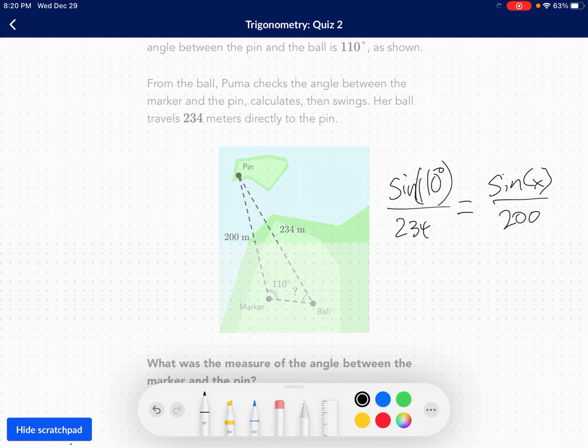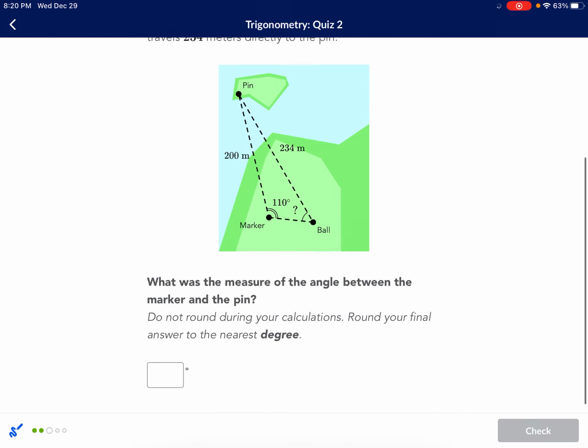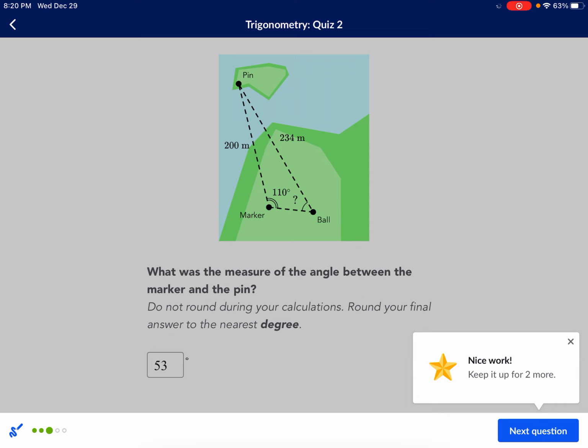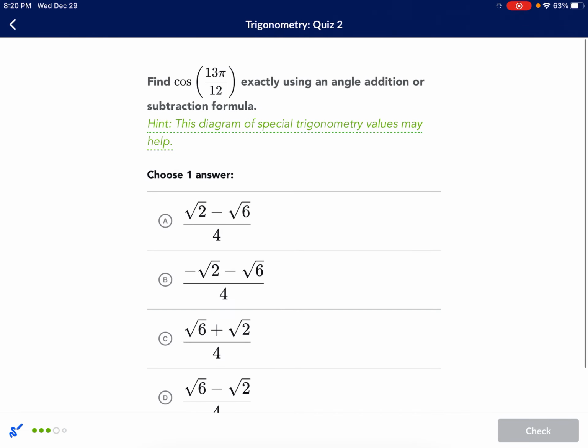200 sine of 110 degrees, or sine of 110. Oh, I need to change my calculator to degree mode. Yeah, okay, so sine 110 times 200 divided by 234, and the inverse sine of what I got there, that's about 53. Nice. Okay.